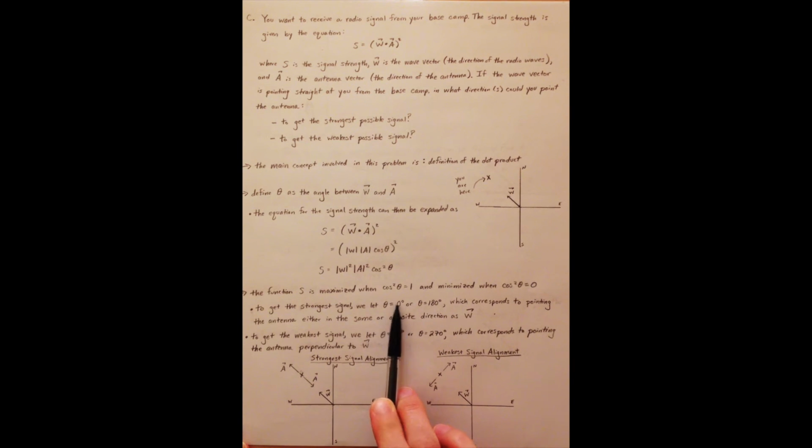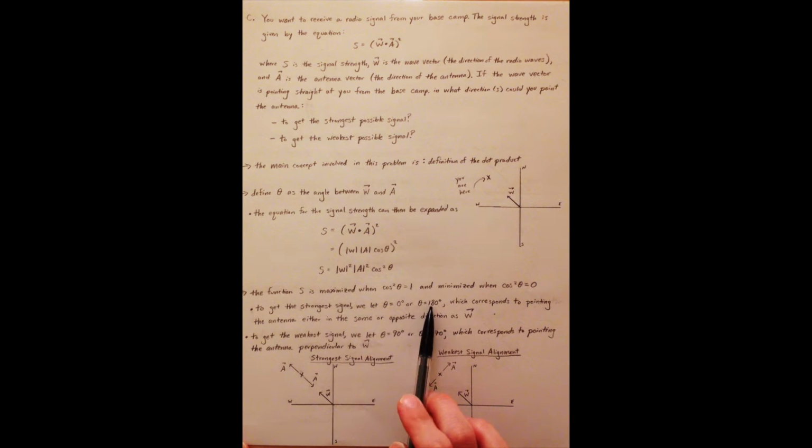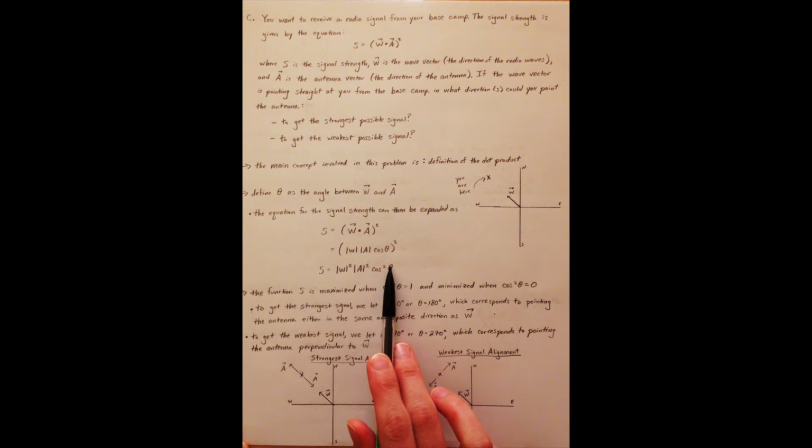When theta is equal to 0, cosine is equal to 1, and cosine squared is also equal to 1. When theta is equal to 180 degrees, cosine is equal to -1, so cosine squared is equal to 1. These two angles occur either when the antenna vector is pointing directly at W or directly away from W. So we get our strongest signal when the antenna vector is either aligned or anti-aligned with the vector W.